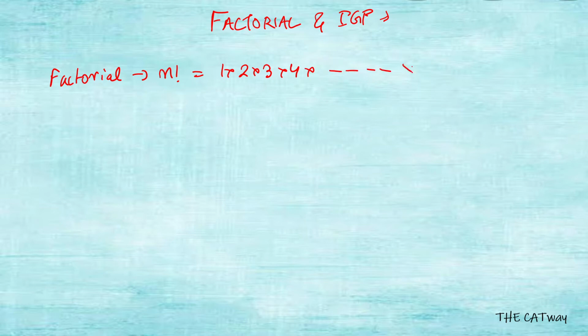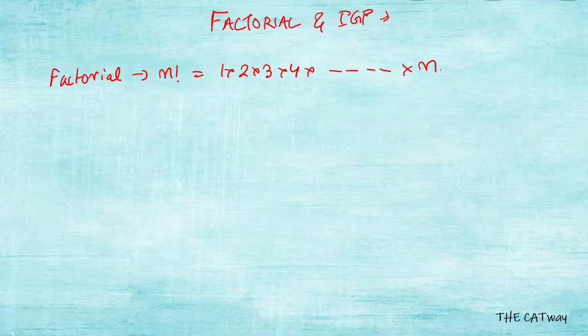So what is a factorial? Factorial can be said as the product of consecutive numbers up till n. Okay, so for n factorial, what can we say? We can say that it is equal to 1 into 2 into 3 into 4 and up till n. Okay, so this is the value of n factorial.